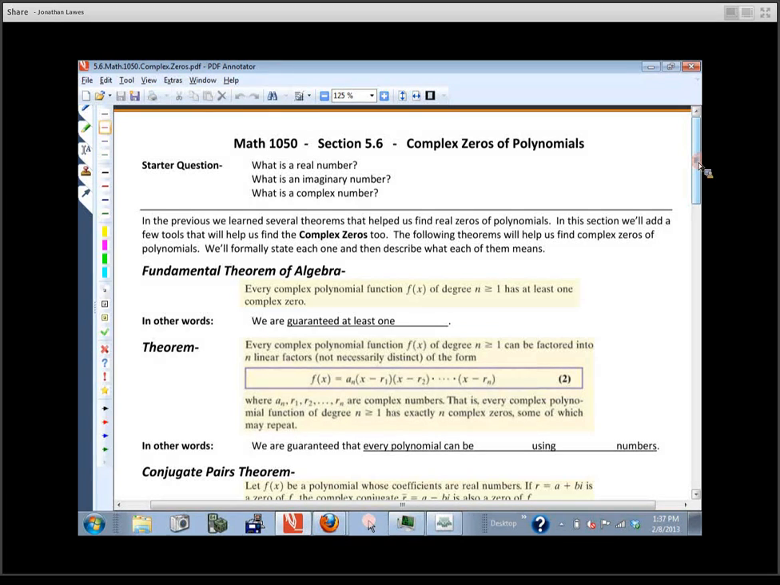What's an integer again? Positive and negative whole numbers, including zero. That's what integers are. Rational numbers? Numbers that can be written as fractions. Any number that can be written as a fraction, as long as you've got an integer on the top and an integer on the bottom. Okay? Got it? So what is a real number?